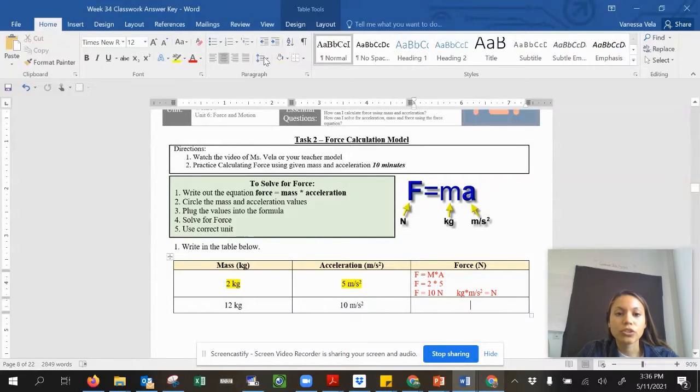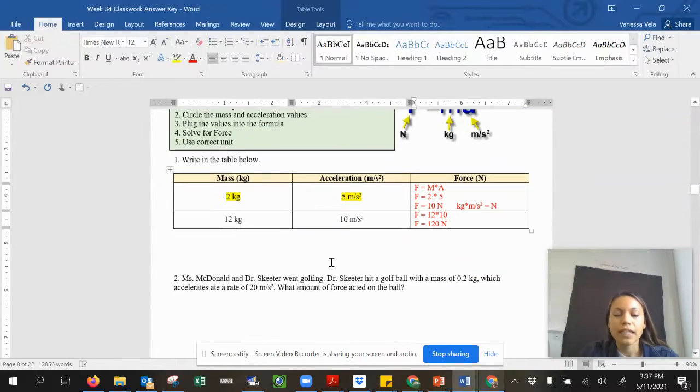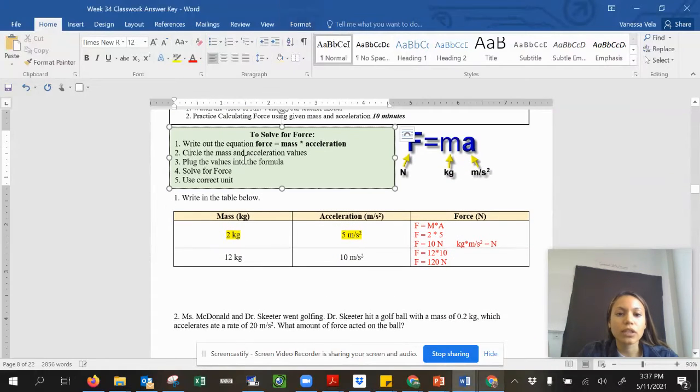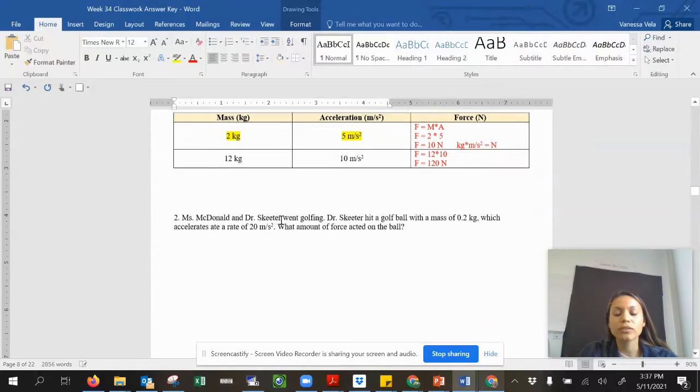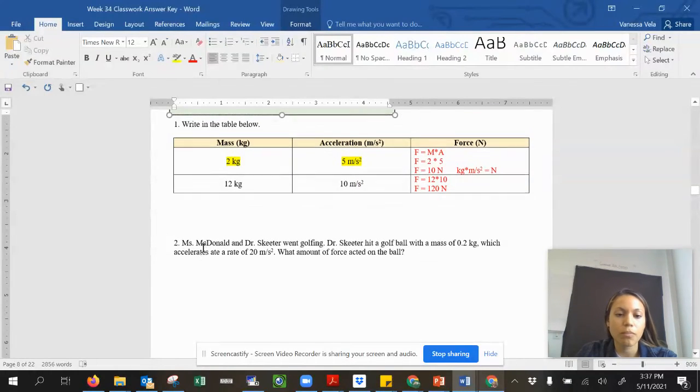Awesome. So what you should have gotten is force equals mass times acceleration. So force equals mass, which is 12, times 10, and that would give us 120 newtons. Okay, cool. So that should have been your answer. Now, circling or highlighting the mass and acceleration values is going to be beneficial in our word problems. So I'm going to work over this one with you.